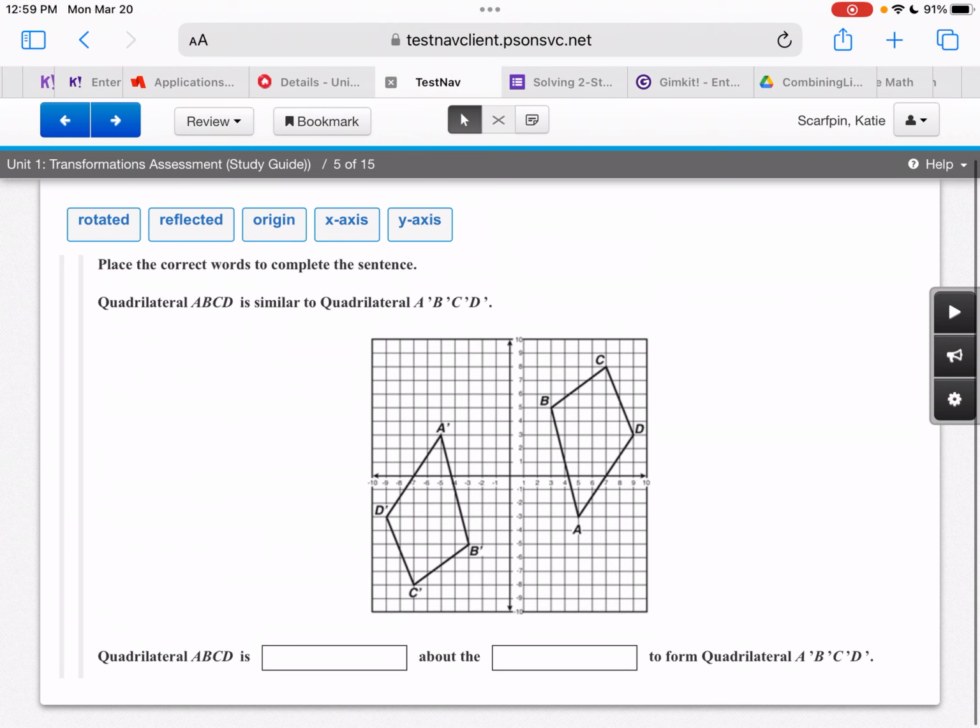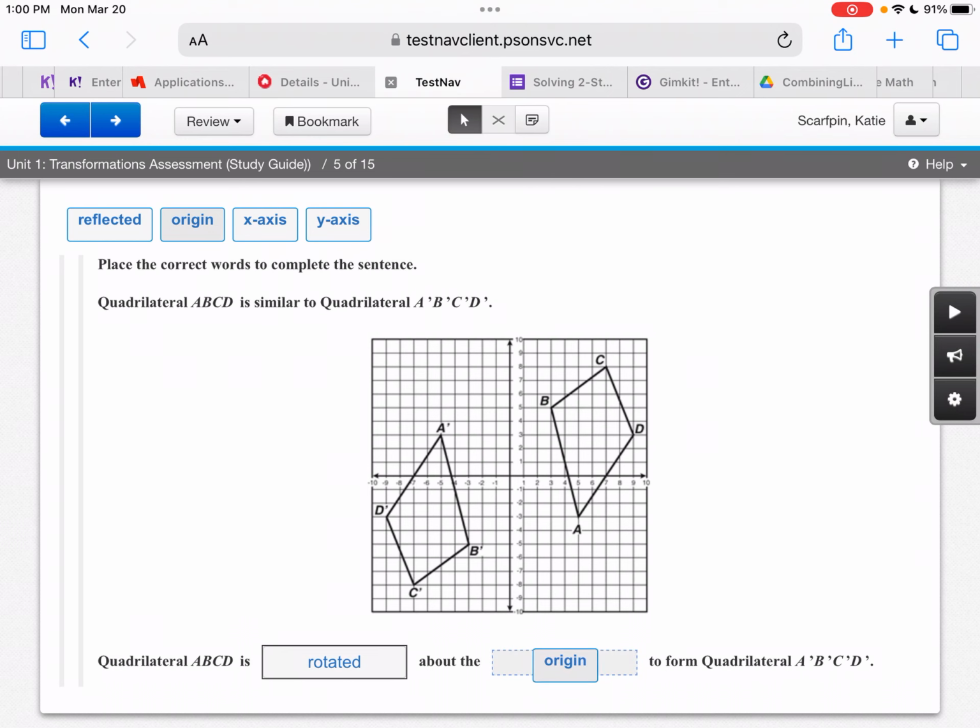All right, this one was a hard one for a lot of kids today. Because it doesn't give you multiple blanks, you can't reflect it. I know a lot of you felt like you could reflect it and then translate it or reflect it twice. That's not an option here. It has to be rotated. And I know it has to be rotated because the A is at the bottom currently in your pre-image, and then in your image, it's at the top. So it was rotated, and the only place it's going to be rotated around is the origin.